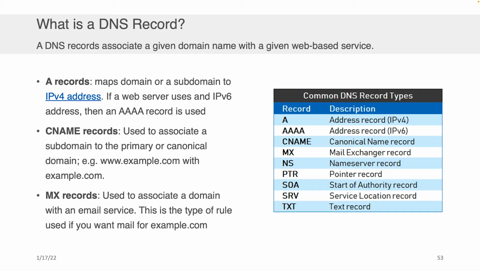Well, what exactly is a DNS record, right? We discussed that these DNS servers basically make recursive calls to these things called name servers, and those name servers have DNS records. A DNS record is basically just a way to associate a given name with a given web-based service. There are a lot of different entries in DNS record systems.